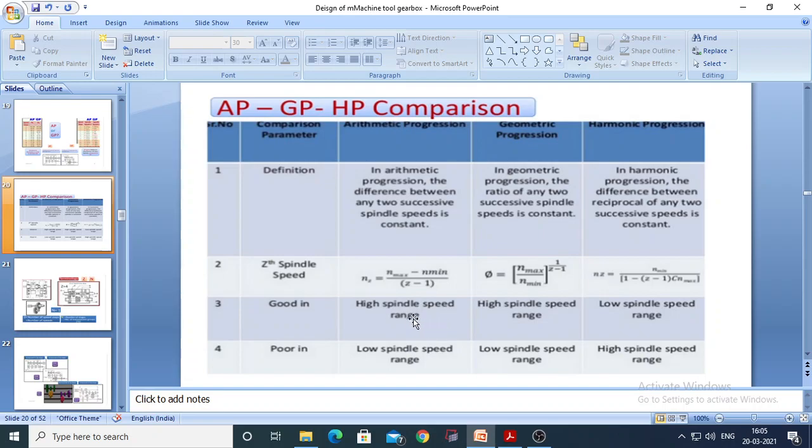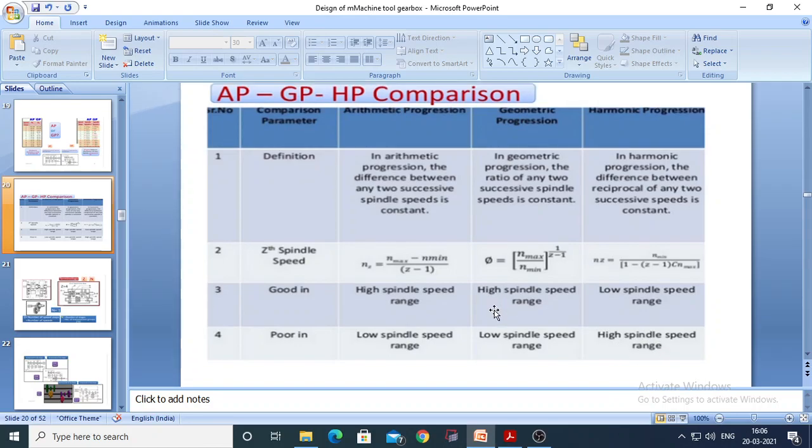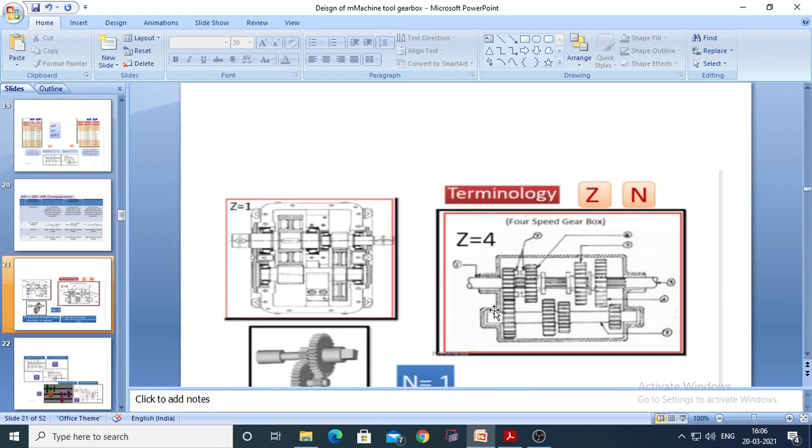Arithmetic progression is good in the high spindle speed range, geometric progression is good in the high spindle speed range, and harmonic progression is good in the low spindle speed range. And last, arithmetic progression is poor in the low spindle speed range, geometric progression is poor in the low spindle speed range, and harmonic progression is poor in the high spindle speed range. We will see with the help of an example.